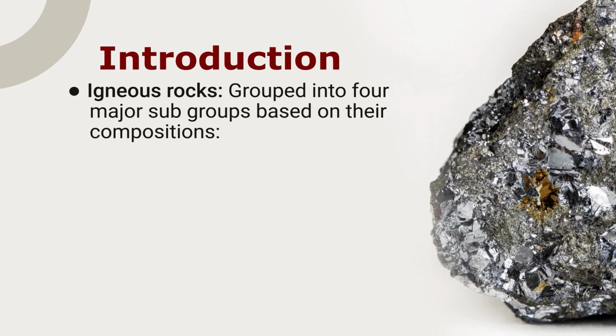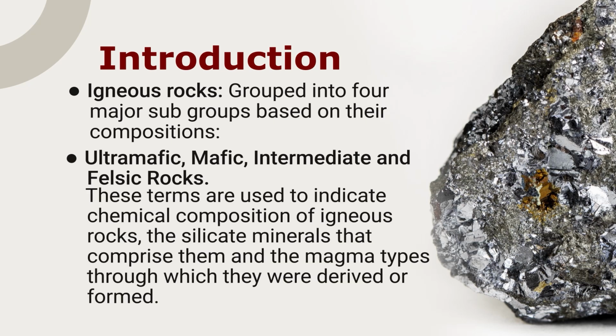Igneous rocks can be grouped into four major subgroups based on their compositions: ultramafic, mafic, intermediate and felsic rocks. These terms generally indicate the chemical composition of igneous rocks, the silicate minerals that comprise them, and the magma types through which they were derived or are formed.